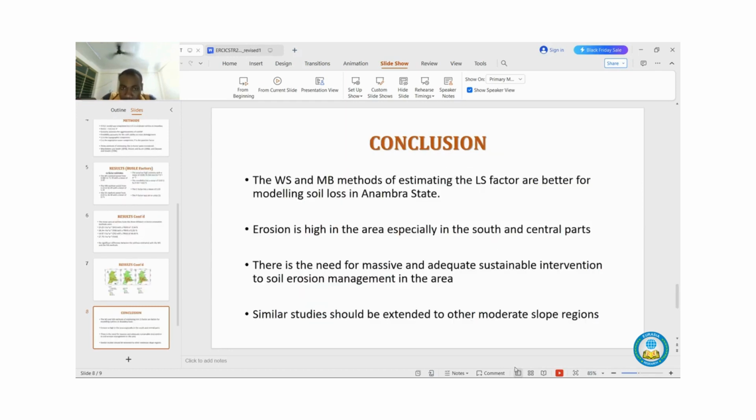In conclusion, the Wischmeier and Smith and Moore and Burch methods of estimating the LS factor are better for modeling soil erosion in Anambra State. It shows that erosion is high in the area, especially in the south and central parts. There is need for massive and adequate sustainable intervention to soil erosion management in the area. Similar studies should be extended to other moderate slope regions.